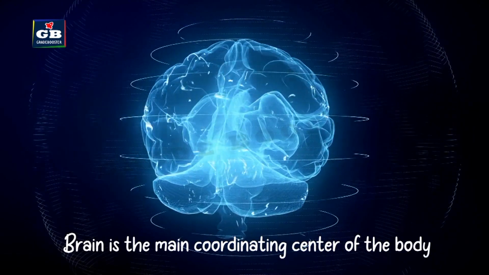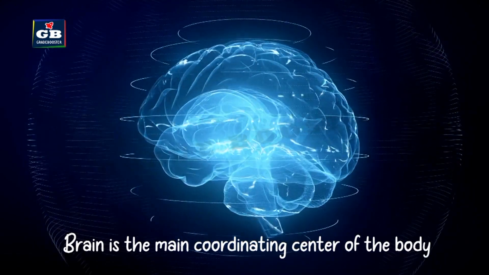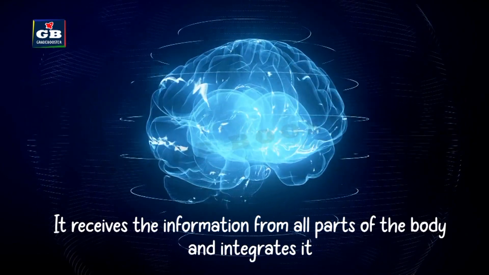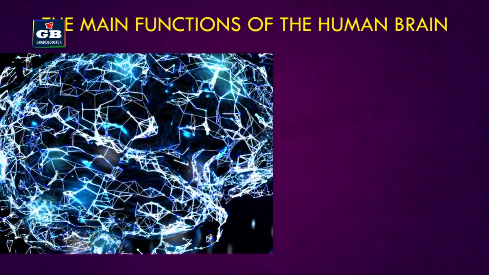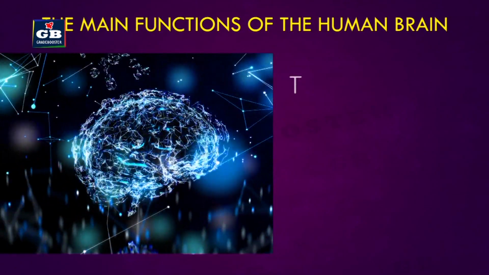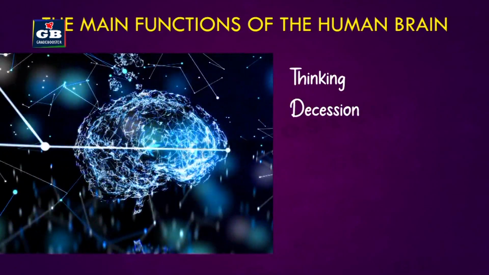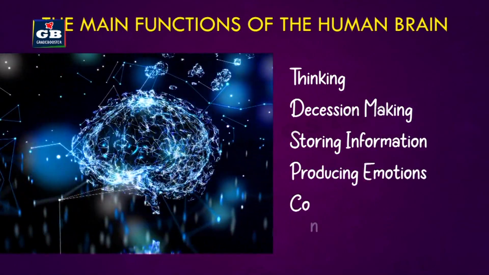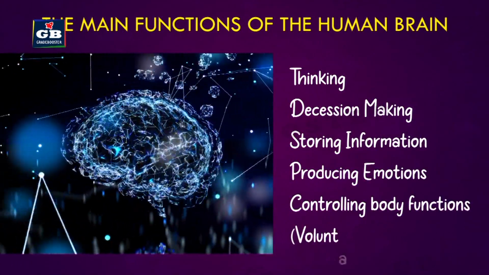The brain is the main coordinating center of our body. It receives information from all parts of the body and integrates it. The main functions of our brain are thinking, decision making, storing information, producing emotions, and controlling body functions.